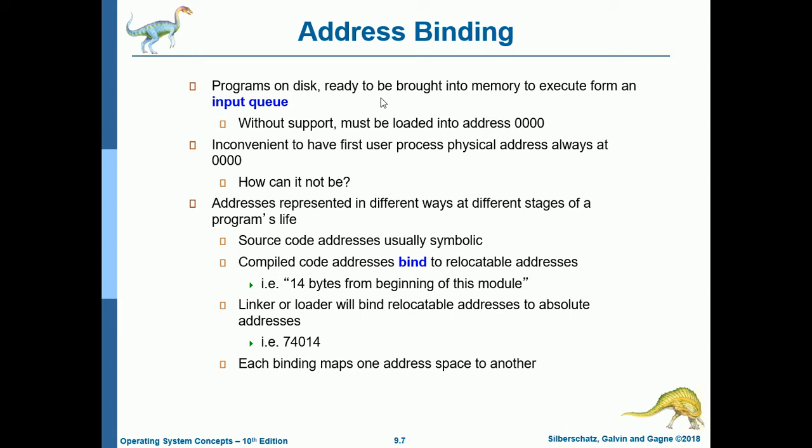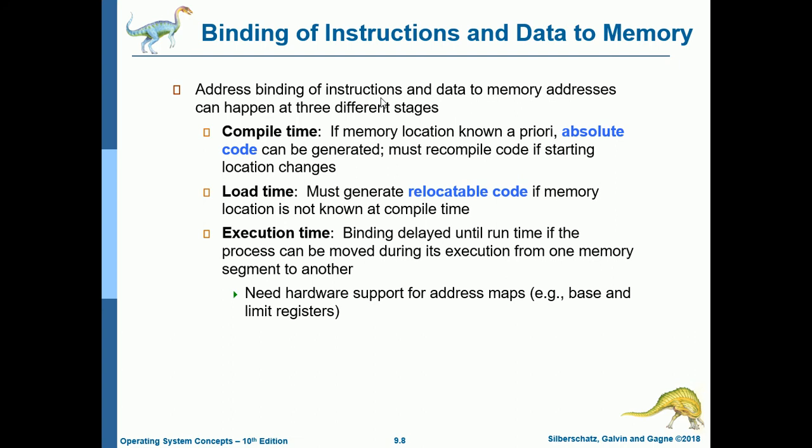Source code addresses are usually symbolic. Compiled code addresses bind to relocatable addresses, such as 14 bytes from the beginning of this module. And then the linker or loader will bind relocatable addresses to absolute addresses, such as 74014. Each binding maps one address space to another.